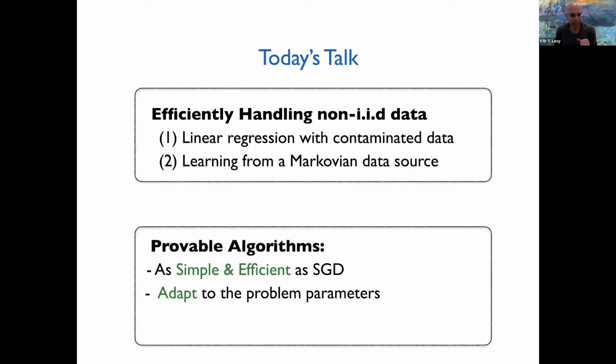And what I'm going to show you is that we have provable algorithms for these problems that are as simple and efficient as the baseline algorithm that we usually use in machine learning, which is the stochastic gradient descent algorithm. And we are also going to see that these algorithms actually implicitly adapt to the structure of these problems.